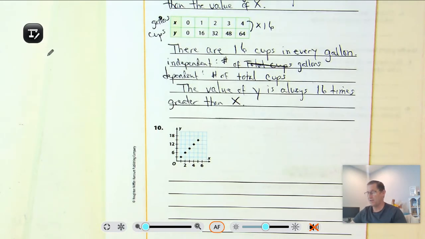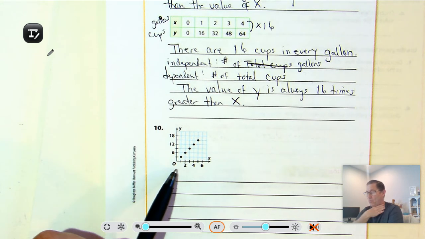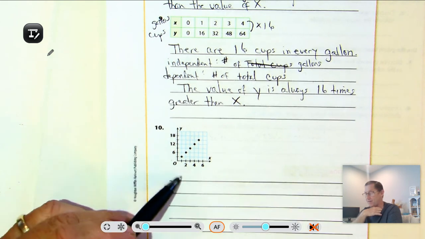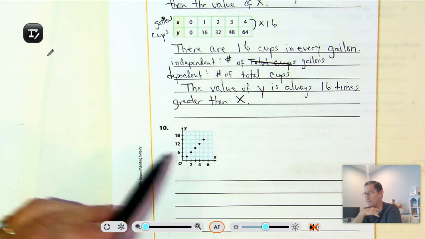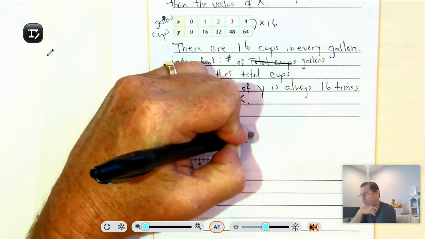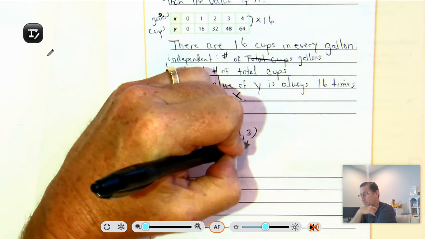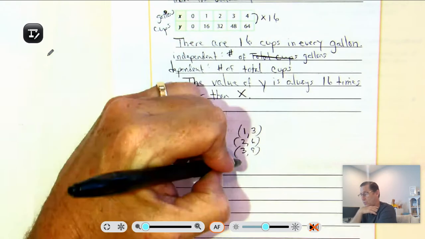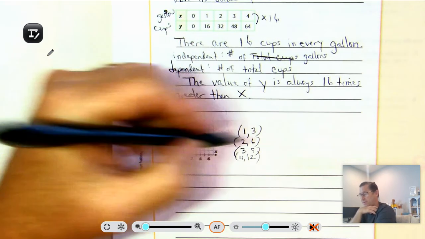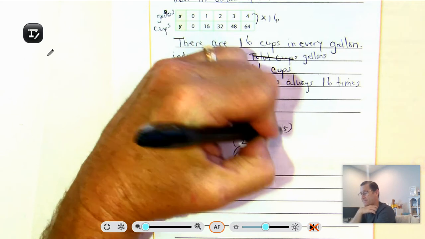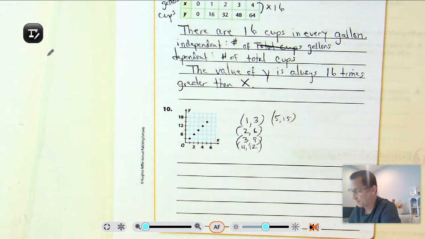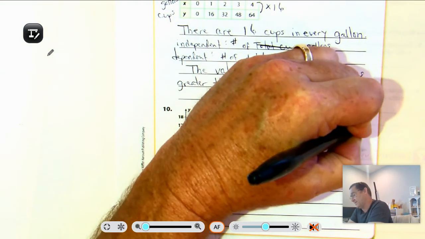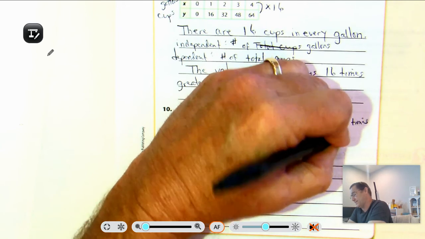All right, number 10. So we see that these aren't joined. So I have 1, and this has to be 3. So 3, 6, 9, 12, 15, 18. And these are by ones. So 1, 3, 2, 6, 3, 9, 4, 12, and 5, 15. So that's our ordered pair. So basically, y is 3 times as great as x.